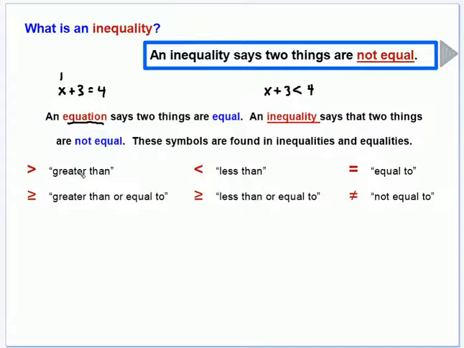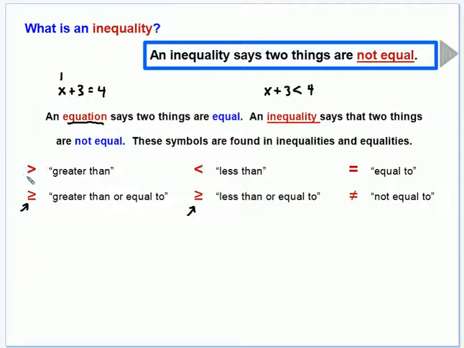Here are some of our signs that we can use. This means greater than, and this is greater than or equal to. Notice it's got the bottom half of the equal sign there. This is less than, and this is less than or equal to. Notice, again, we have our equal to sign down at the bottom. This is equal, and this is not equal to.